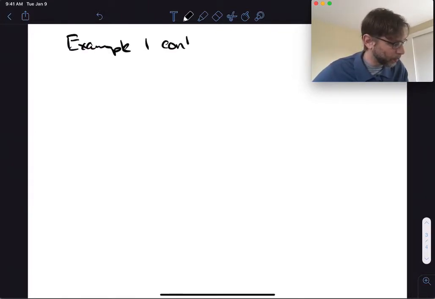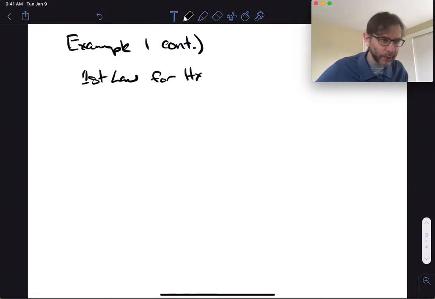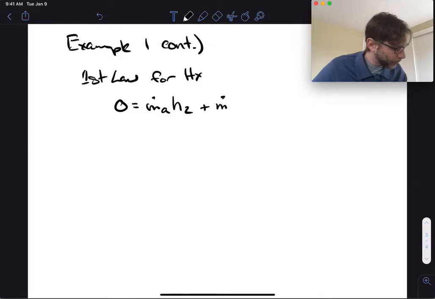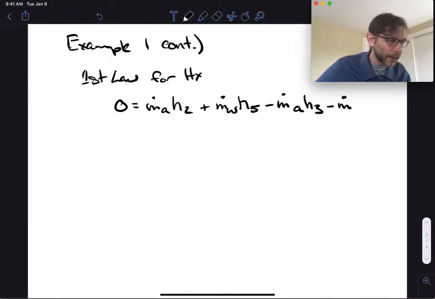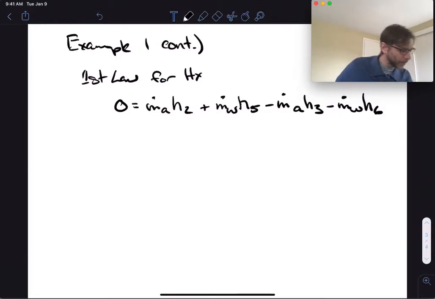Example 1 continued. So solving this from the first law for the heat exchanger, we get 0 equals m dot air h2 plus m dot 5, and m dot 5 is m dot water h5, minus m dot air h3 minus m dot water h6. Okay, so those are all the sums of all those things. We make sure to balance the whole energy for the whole thing.